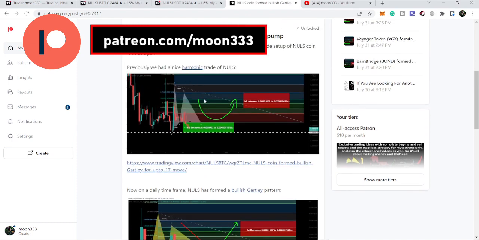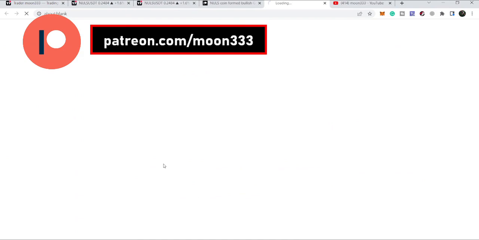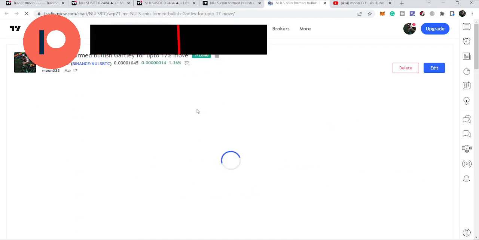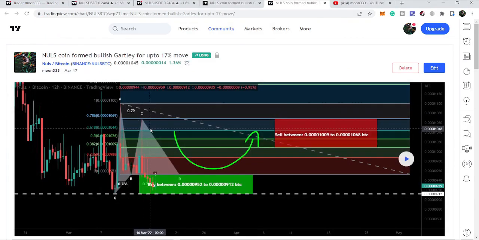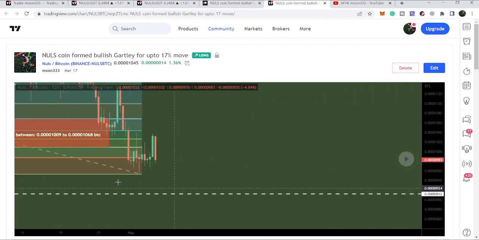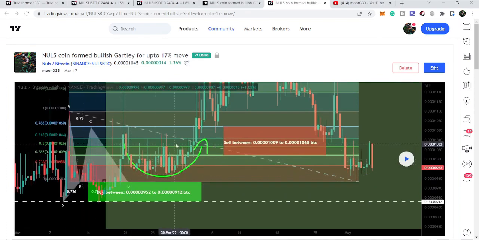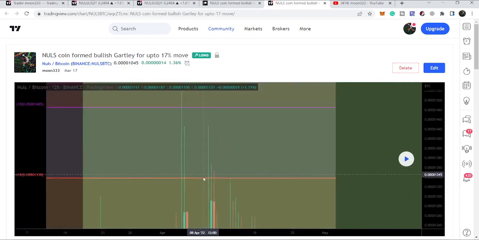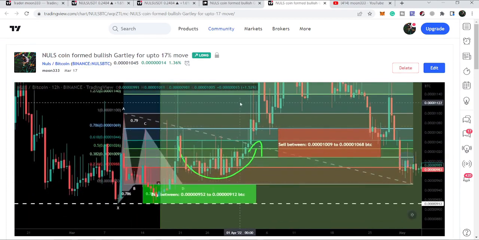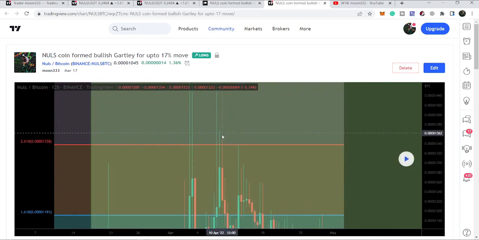By the way, before this, NULS formed this guardrail move that I shared in the month of March 2022 with my members. Let me show you this one first, and then I'll take you to the current move. This was also formed with the Bitcoin pair that I shared on 17th of March. If I play this chart, you can see that we had a really big pump from this potential reversal, and the price line rallied very well.